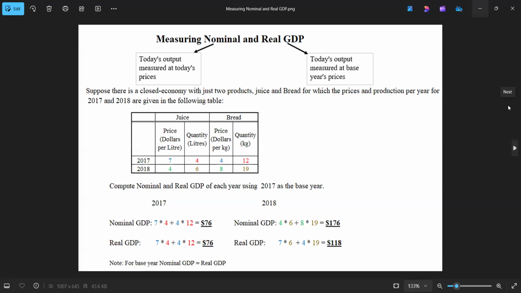But when we compute the real GDP for 2018, we're still going to be making use of 2018's quantities, like in the case of nominal GDP. But the prices that we're going to use are going to be the base year, which is now not the same as the current year's. So now real and nominal GDP are going to be different. In this case, we're going to make use of 2018 quantities and 2017 prices.